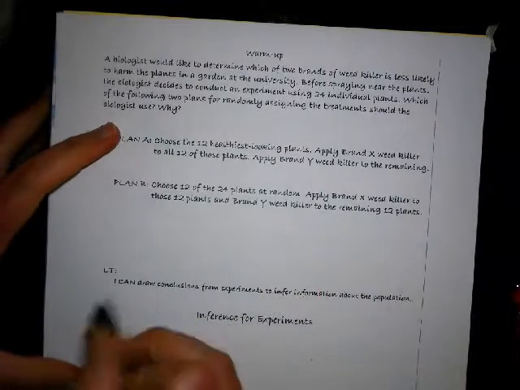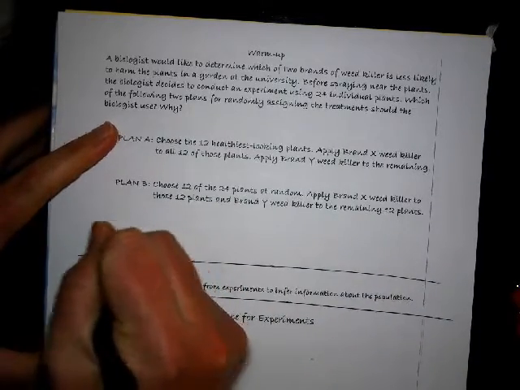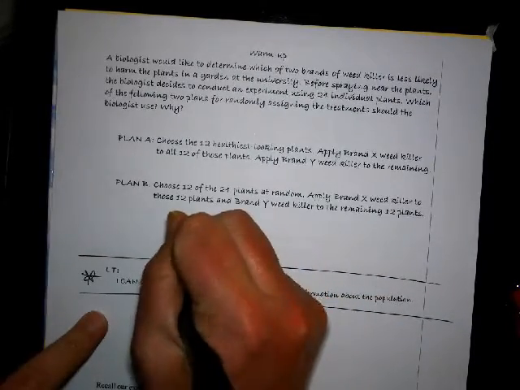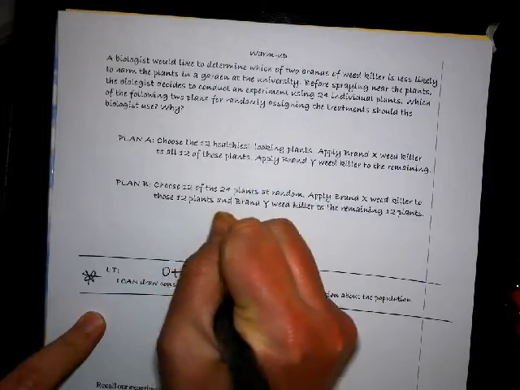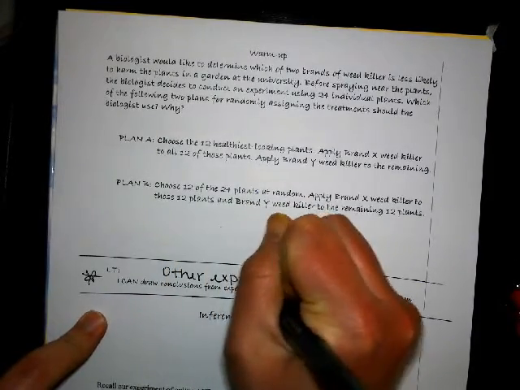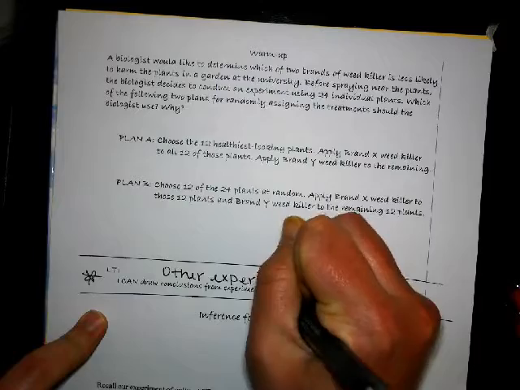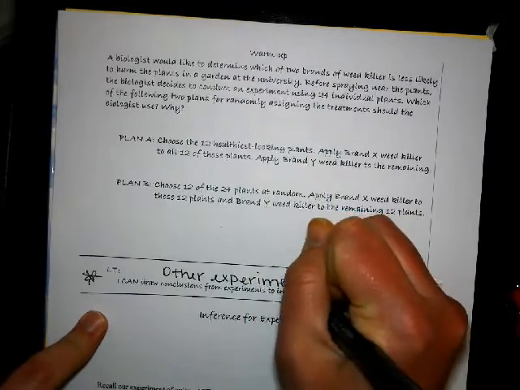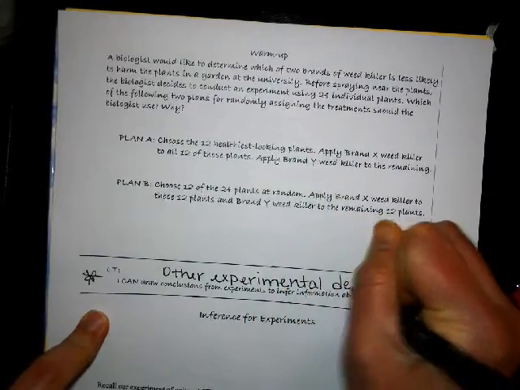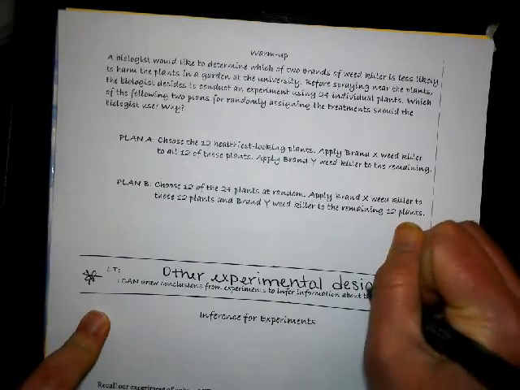It's above this line. Actually, it's above this. That's the learning target for today. We're going to learn about drawing conclusions from experiments, and we're also going to learn about other experimental designs. Yesterday we focused on the comparative randomized design. Today we're going to learn a couple others. So I want you to try the warm-up.